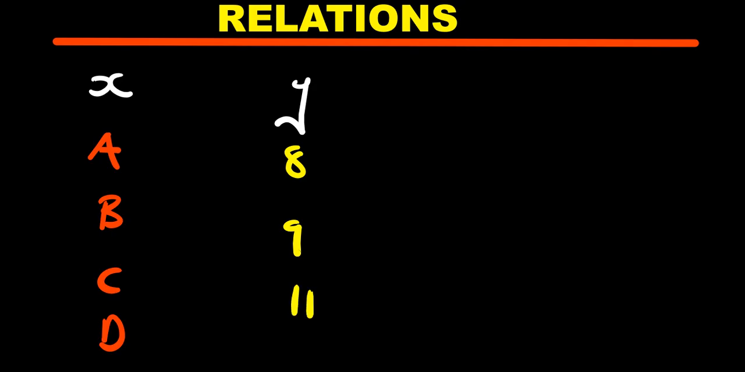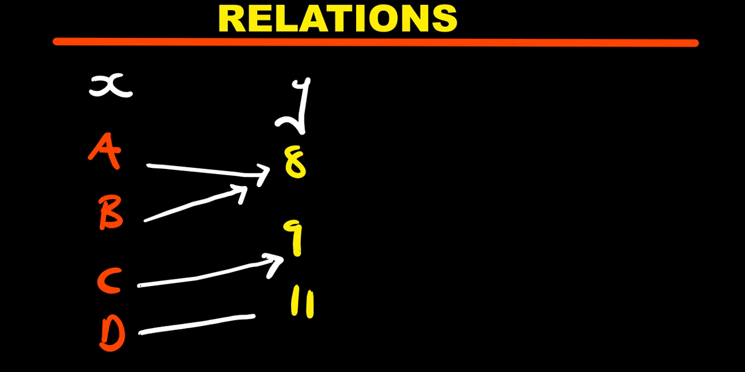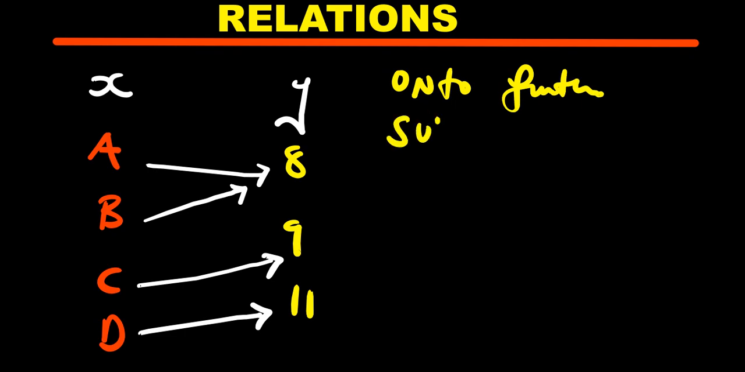Then the mapping between these is your A is going to your 8, let's say B is also going to 8, C is going to 9, and D is going to, let me say, 11, like that. Okay, so what kind of a relation is this one? So you know that this one is called an onto function. Okay, an onto function is also called the what? A surjective function.